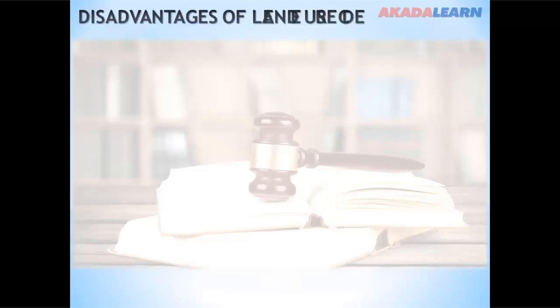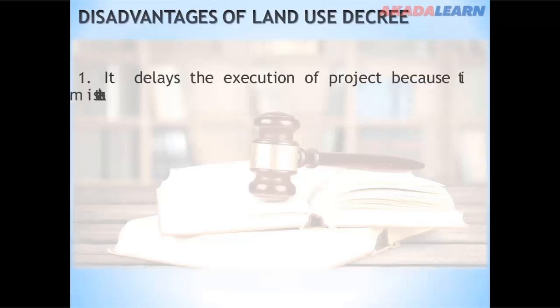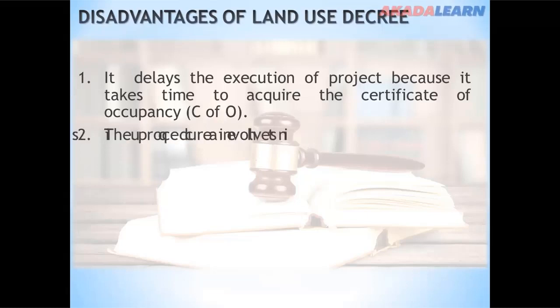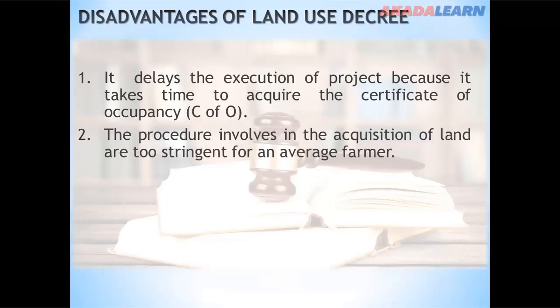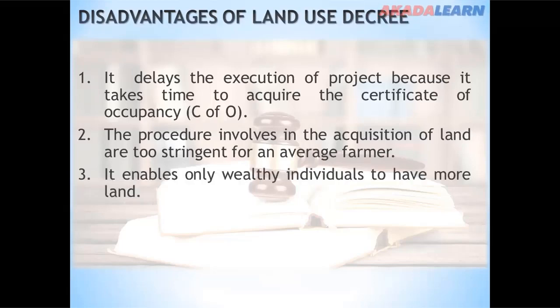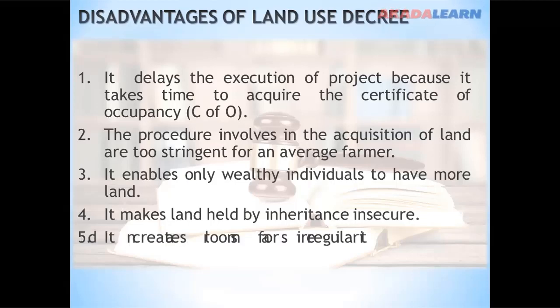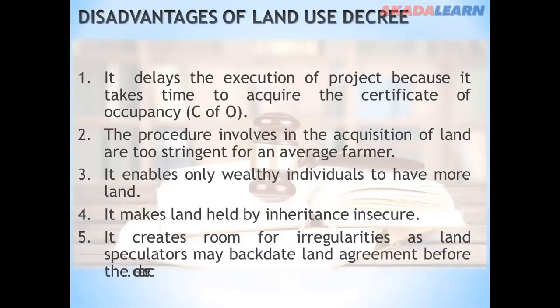What are the disadvantages of the Land Use Decree? Number one, it delays the execution of projects because it takes time to acquire the certificate of occupancy, that is C of O. Number two, the procedures involved in the acquisition of land are too stringent for an average farmer. Number three, it enables only wealthy individuals to have more land. Number four, it makes land held by inheritance insecure. It creates room for irregularities, as land speculators may backdate land agreements before the decree.